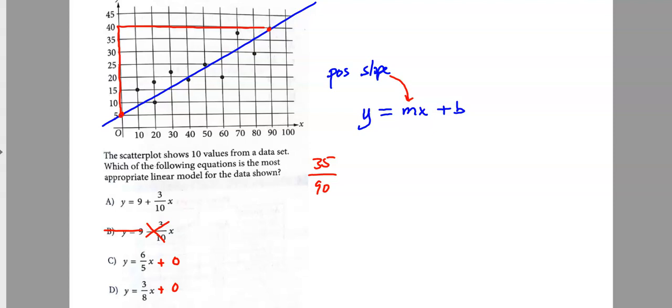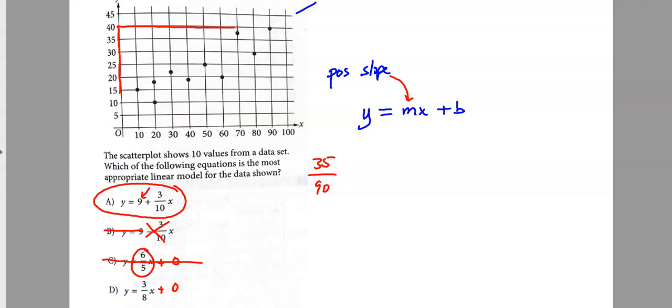It definitely is not greater than 1. Up 3 over 8, I don't know. I think this 35 over 90 is a little bit closer looking to me at 3/10 than it is 3/8. So I'm going to go with answer choice A. Plus, I knew that this y-intercept I thought was greater than 0 looking at the picture.